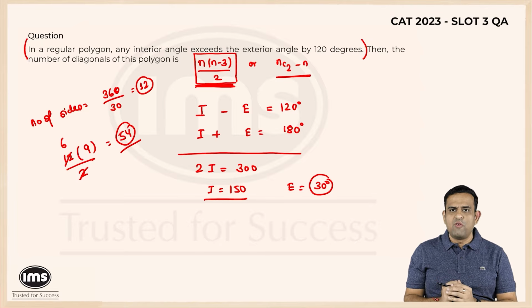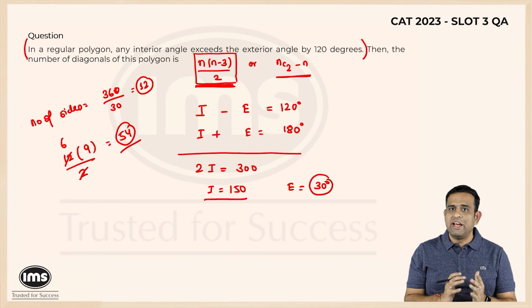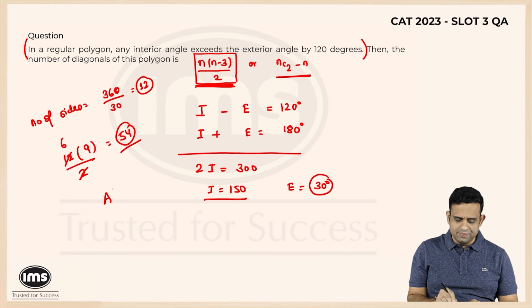So again, a straightforward problem. If you know the simple property of a regular polygon, and if you know the formula for the number of diagonals of a regular polygon with n number of sides, this is definitely an easy type of problem.